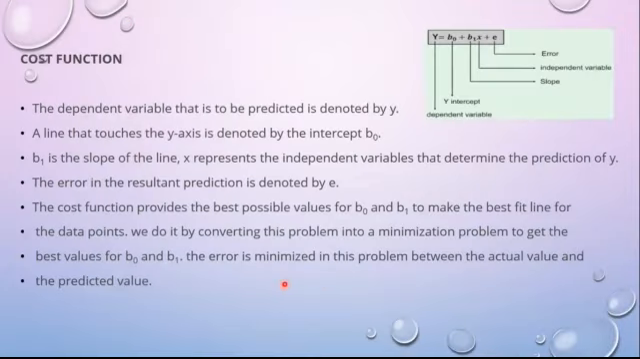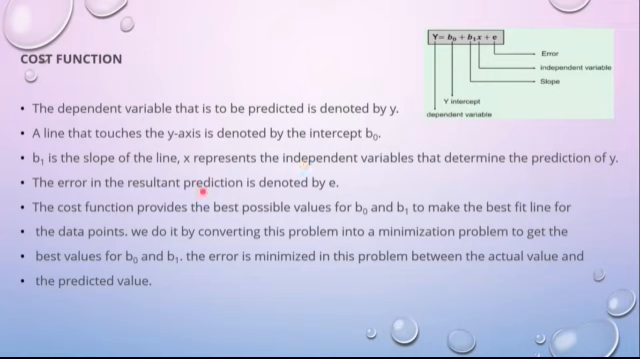Cost function. This is a simple diagram showing that the cost function consists of the error, the independent variable associated with the slope, y for the intercept, and the dependent variable here. The dependent variable that is to be predicted is denoted by y. The line that touches the y-axis is denoted by the intercept b naught here. And b1 is the slope of the line, where x represents the independent variables that determine the prediction of y here. Let's see the diagram with the dependent variable and everything. We can understand the cost function here.